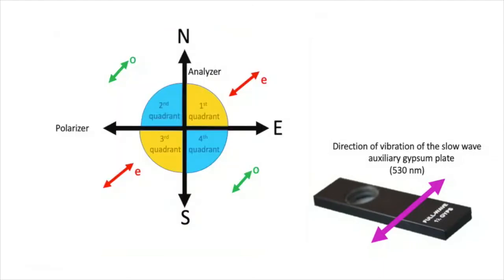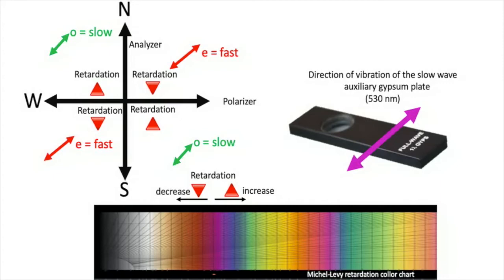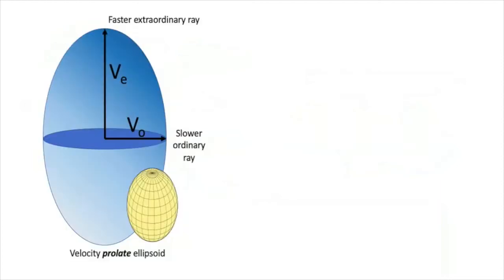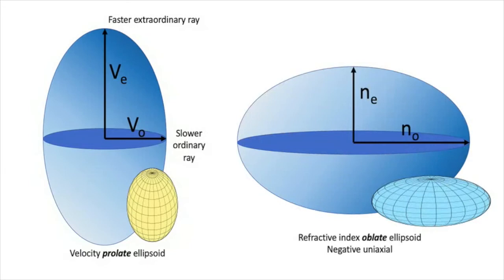Based on what we referred to earlier, yellow on the quadrants that have the extraordinary ray oriented northeast-southwest means that retardation diminishes. So, the calcite extraordinary ray has to be the fastest one. On the other hand, blue on the quadrants that have the ordinary ray oriented northeast-southwest means that retardation increases. So, the calcite ordinary ray has to be the slowest. In conclusion, we can finally reconstruct the ellipsoid of velocities for calcite, which in turn corresponds to an oblate refractive index ellipsoid characteristic of a uniaxial negative mineral, as we said at the beginning of these presentations.